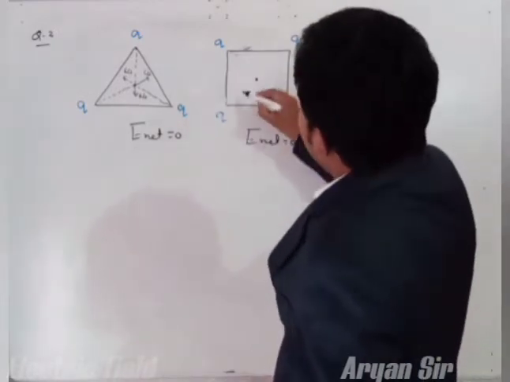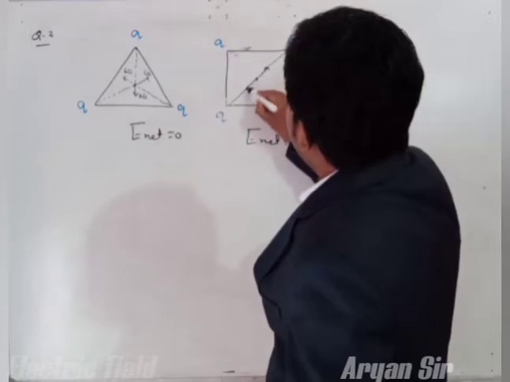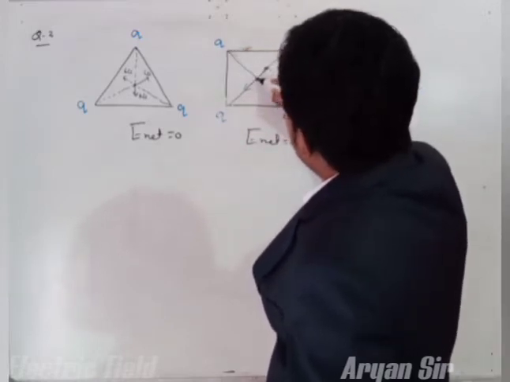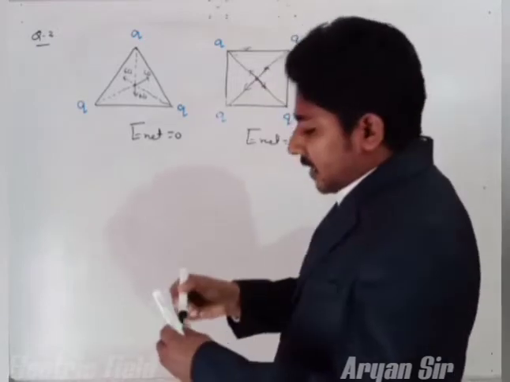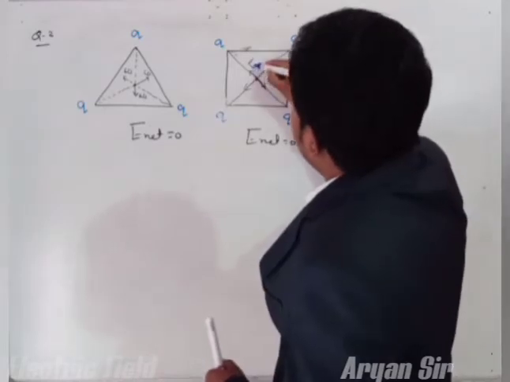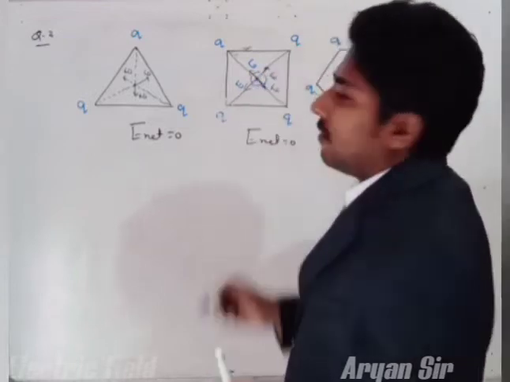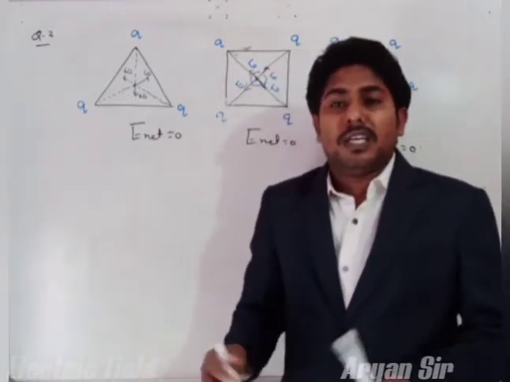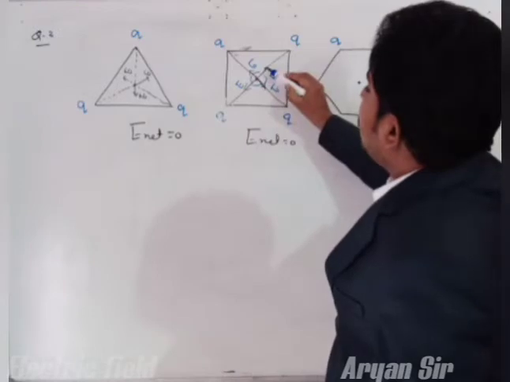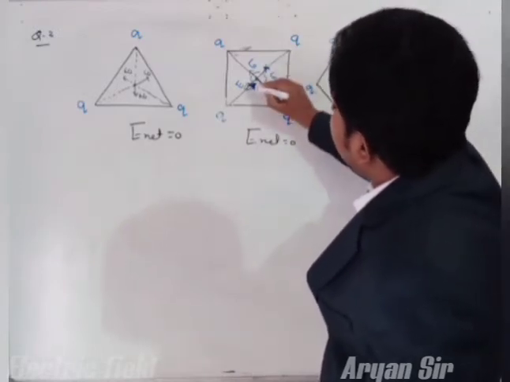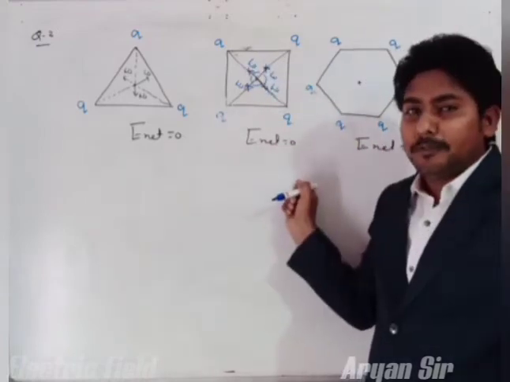See here, due to this, electric field intensity will be here, due to this, electric field intensity will be here, due to this, electric field intensity will be here, and due to this, electric field intensity will be here. So there are 4 different electric field intensities. All have equal magnitude and the angle between adjacent electric field vectors is the same. So net electric field intensity will be 0. Also we can understand it in another way. Suppose that these two vectors are collinear, so these are equal in magnitude, so they get cancelled. These also get cancelled. Net electric field intensity will be 0.